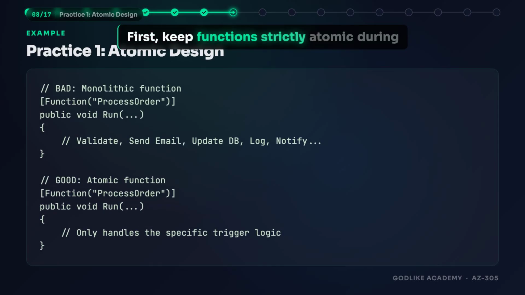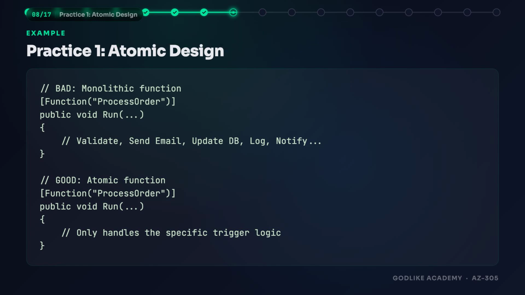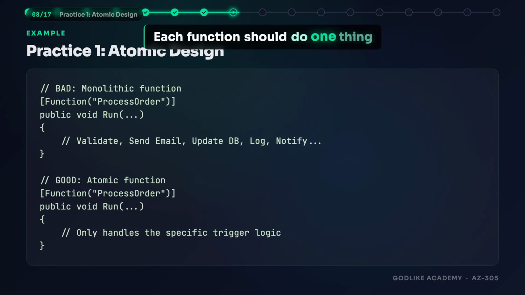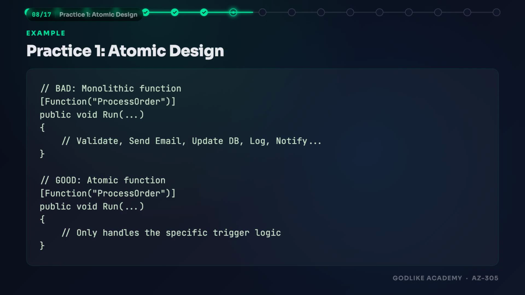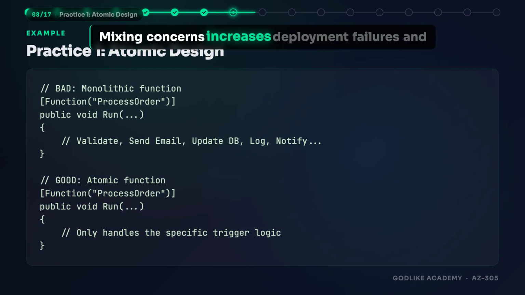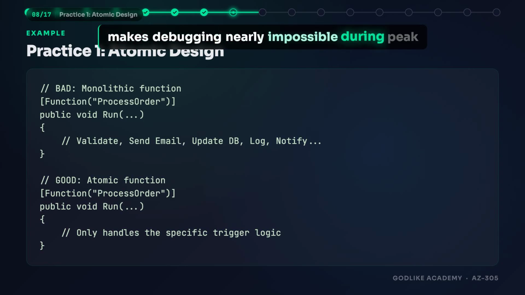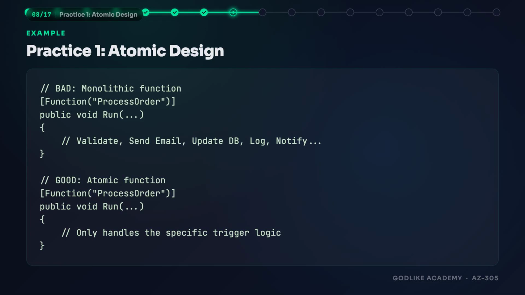First, keep functions strictly atomic during development. Each function should do one thing well without mixing responsibilities. If you have complex workflows, use durable functions to orchestrate them across multiple steps rather than cramming everything into a single method. Mixing concerns increases deployment failures and makes debugging nearly impossible during peak traffic periods.